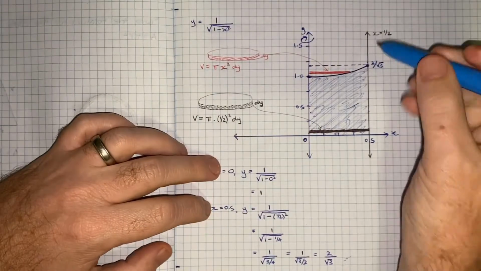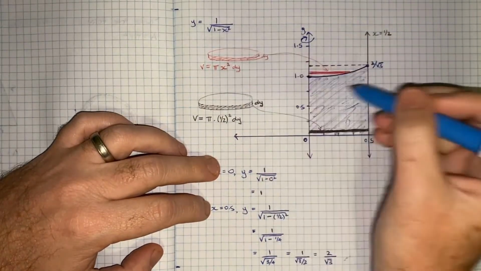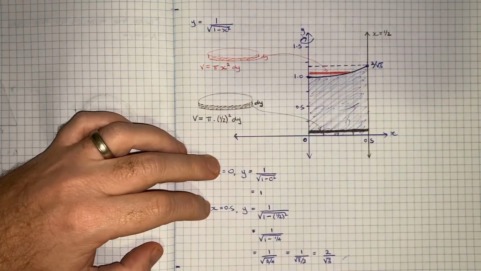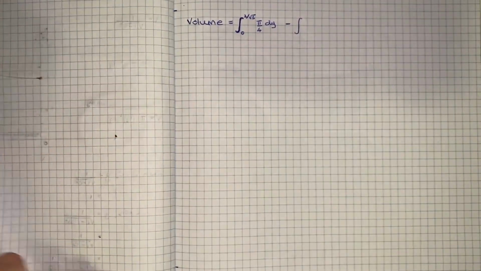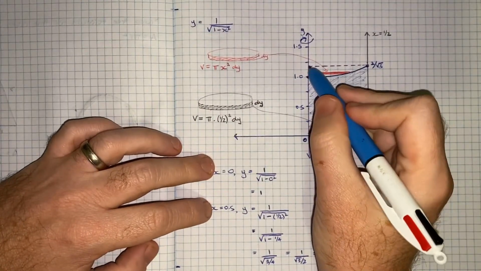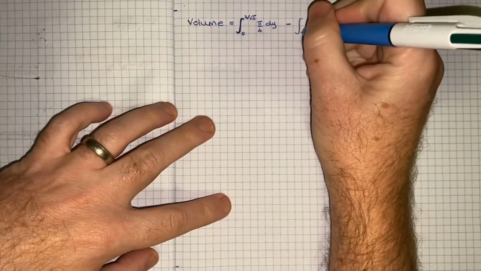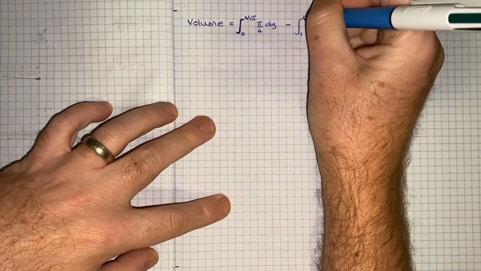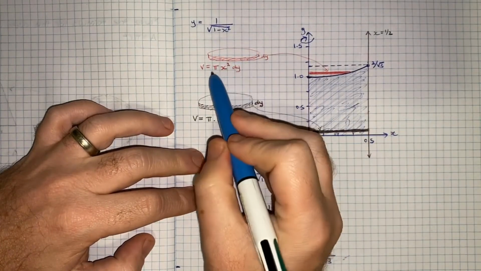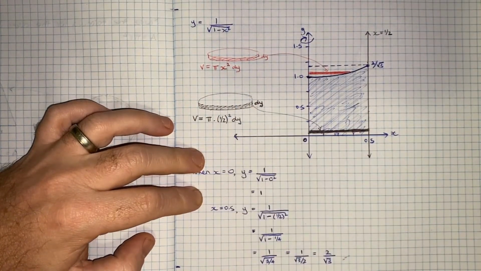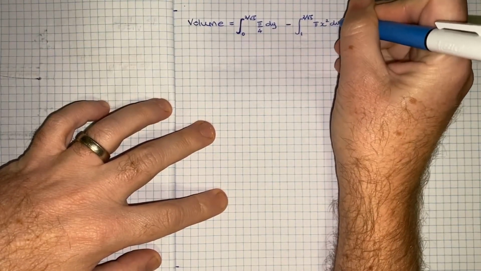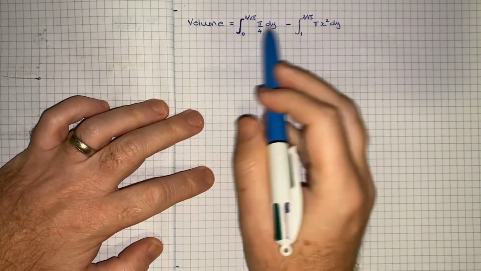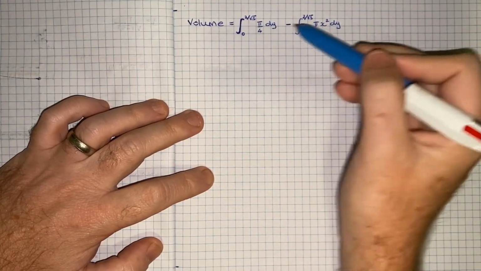So remember, that's going to give us all of this rotated. Then we subtract this bit, so we'll get a minus of another integral. And as I mentioned, this will only be between 1 and 2 on root 3. And the slices that we care about here are pi x squared dy.